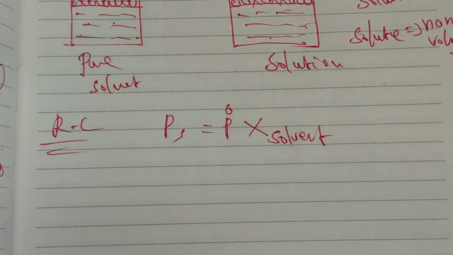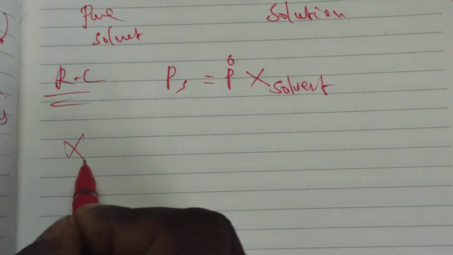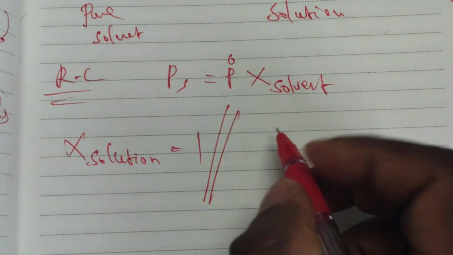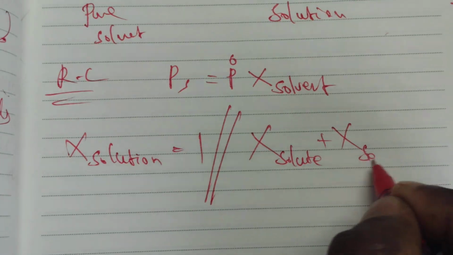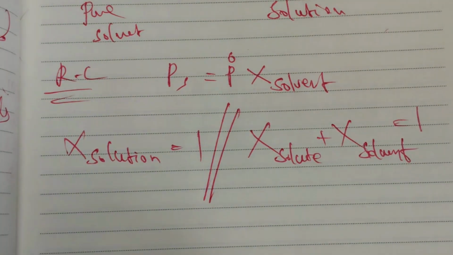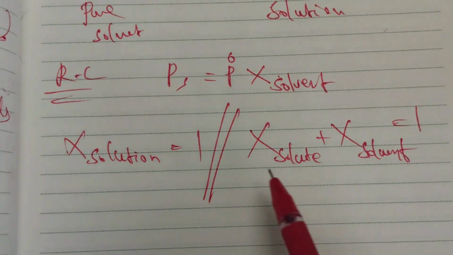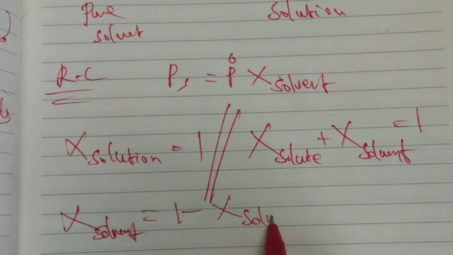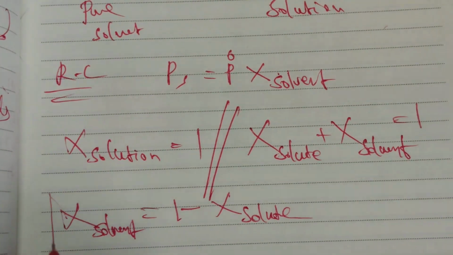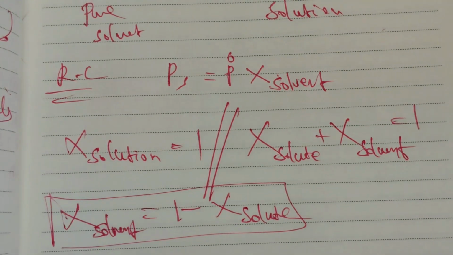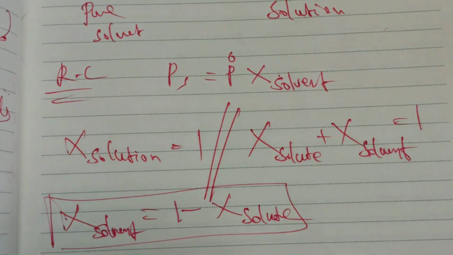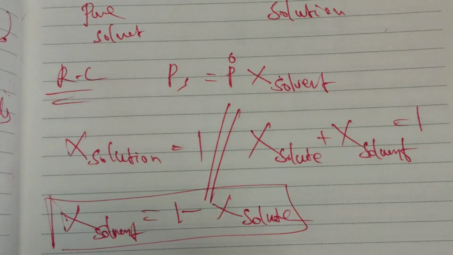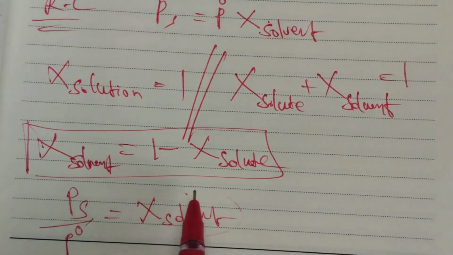Next, we know that for a solution containing solute and solvent, the mole fraction of the solute plus the mole fraction of the solvent is equal to 1. If you need the mole fraction of the solvent, we can rearrange this equation: the mole fraction of the solvent is equal to 1 minus the mole fraction of the solute. So we can substitute in the equation P of S divided by P naught is equal to the mole fraction of the solvent.